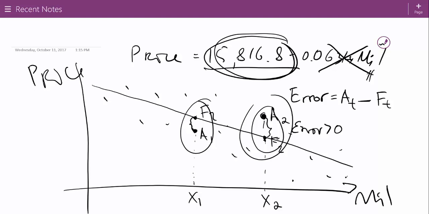0, right? Make sense? Errors, I'm sure you remember from statistics class, are called residuals. So another term for the error is a residual. A residual, okay?